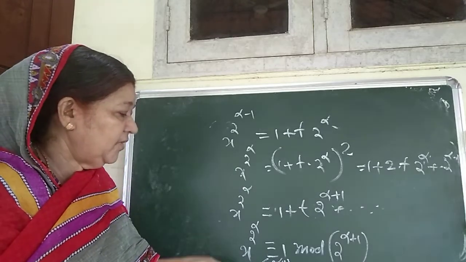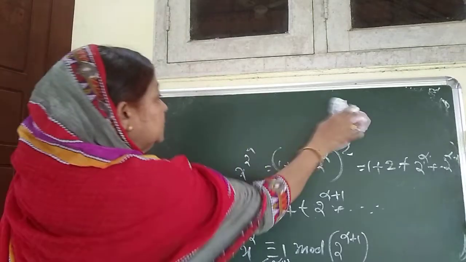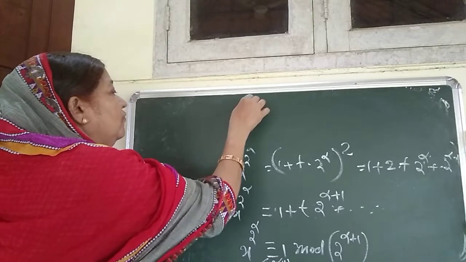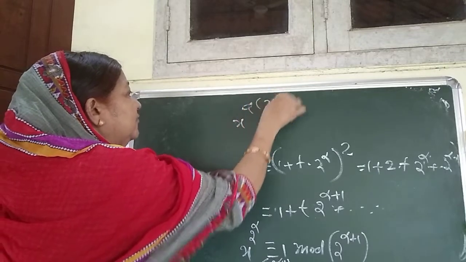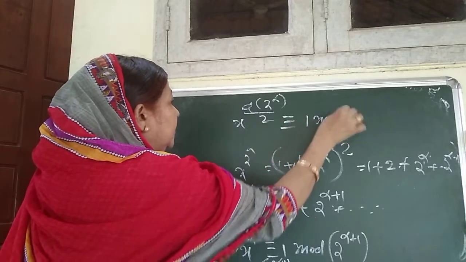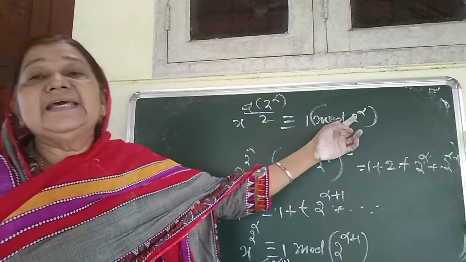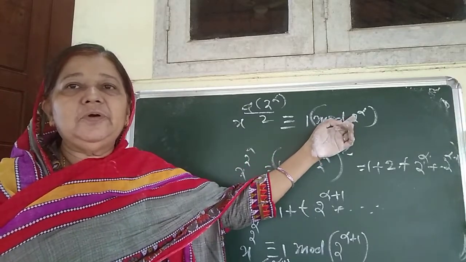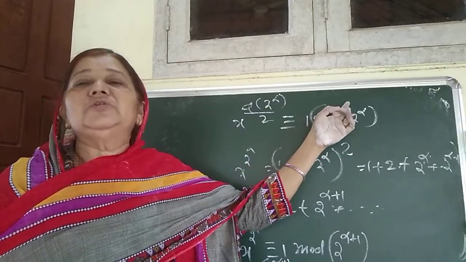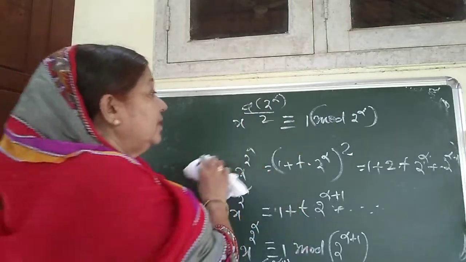Therefore, for every alpha, x raised to phi of 2 raised to alpha by 2 is congruent to 1 mod 2 raised to alpha. Therefore, there does not exist a primitive root if n is of the form 2 raised to alpha, alpha greater than 2, since we have phi of 2 raised to alpha by 2.